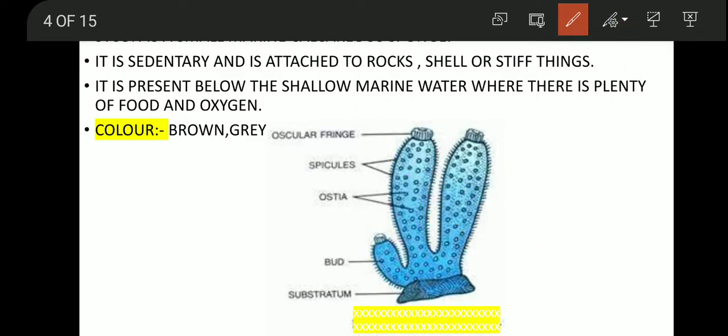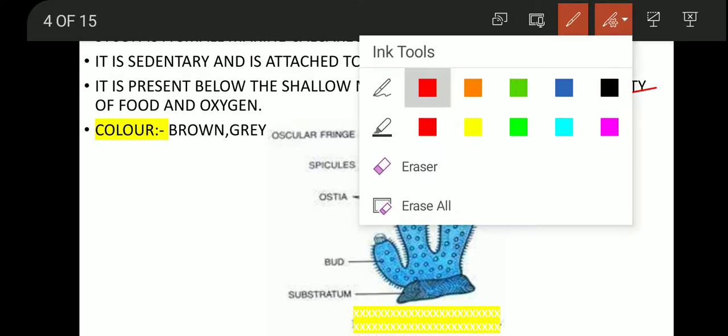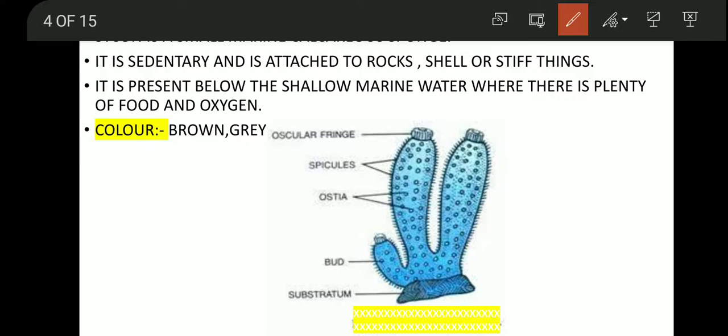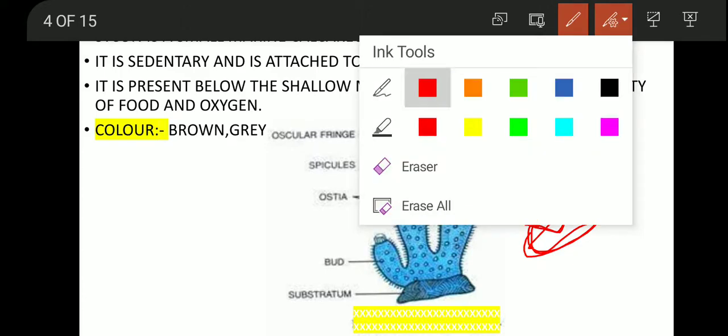Okay, so they live in shallow marine water where there is plenty of food and oxygen. See, if we need food, we have to walk, we have to struggle. But this Scypha finds such a place where it gets plenty of food by sitting. Suppose this is a place where it wants to sit, and here it will have plenty of food. This is the place the Scypha will choose to inhabit.